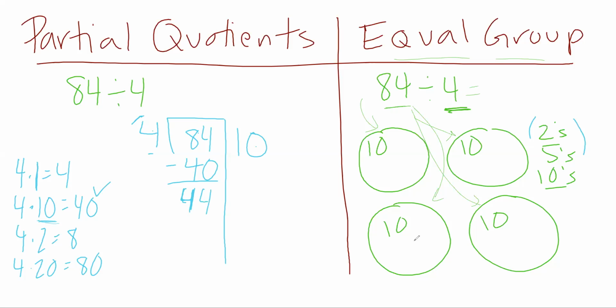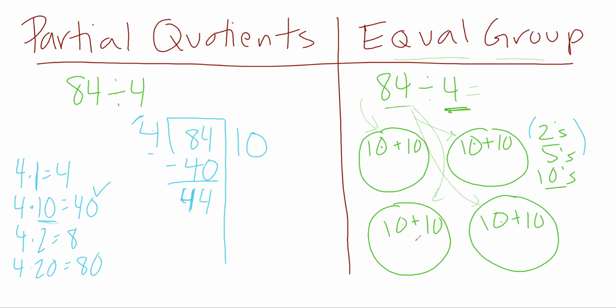So over here, let's jump back to equal groups. We're kind of doing the same thing, right? So we said 10, 20, 30, 40. Let's do another group, 50, 60, 70, 80, right? So we're at 80, we need to get to 84, so we can do some more groups. But before we do that, let's jump back over to partial quotients.